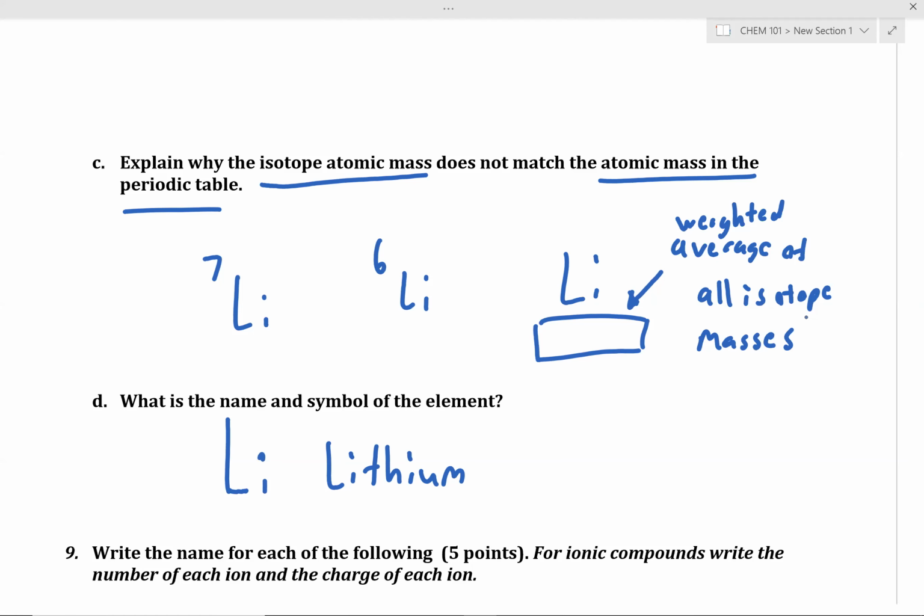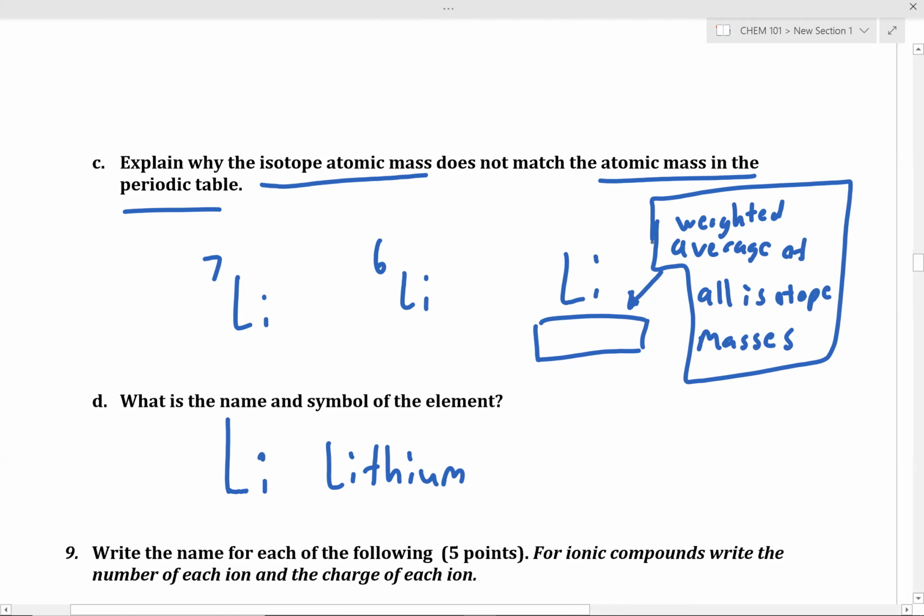Does that make sense? Essentially just pointing out the fact that you've been calculating the average atomic mass. The thing that appears in the periodic table is the average atomic mass. It will never match an individual isotope unless there's only one isotope for that element. Everyone okay on this? Yes.